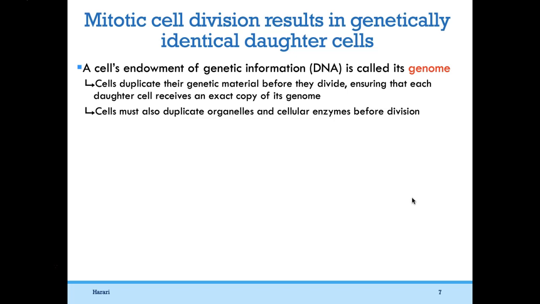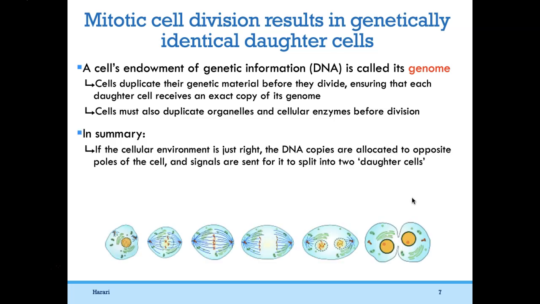A cell's endowment of genetic information, in the form of DNA, is called its genome. And like I mentioned before, cells have to first duplicate their genome before they divide to make sure that each daughter cell will receive an exact copy of all the genetic information needed to survive. In addition to DNA, cells must also duplicate their organelles and all the cellular enzymes before they can divide into two.